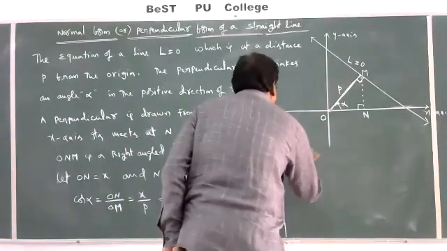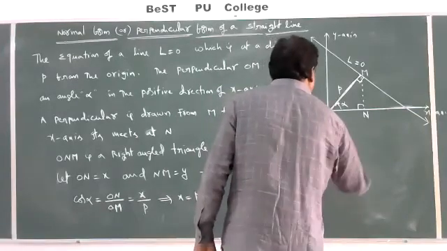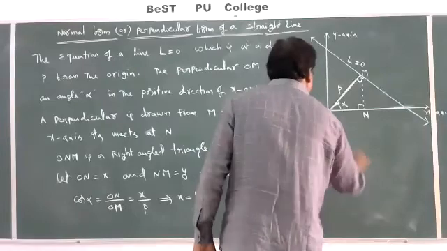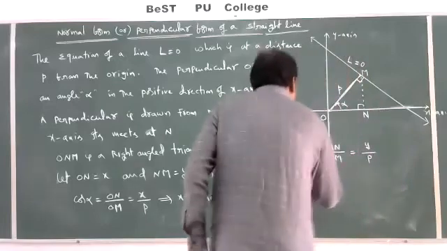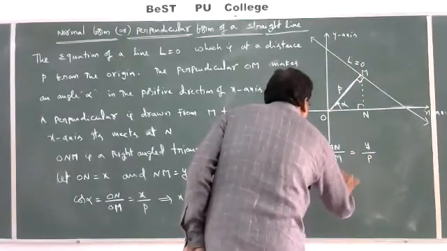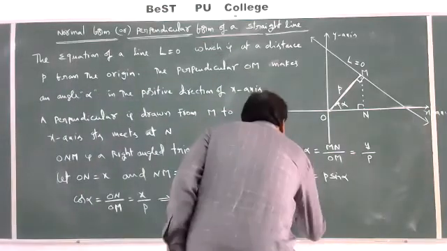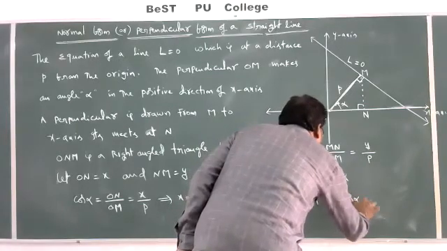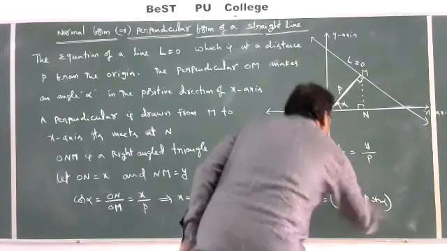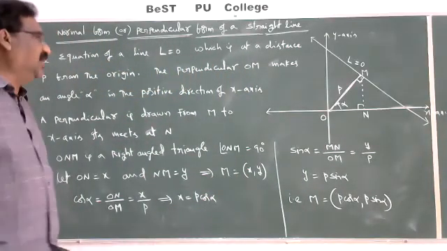Next, sin alpha. Sin alpha is equal to opposite side MN by OM. That is, MN is small y, OM is small p. From this you get y is equal to p sin alpha. That is, M coordinates are x comma y, that is p cos alpha comma p sin alpha.